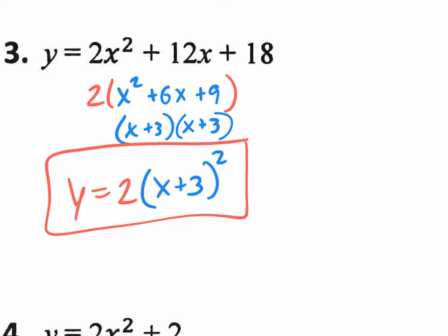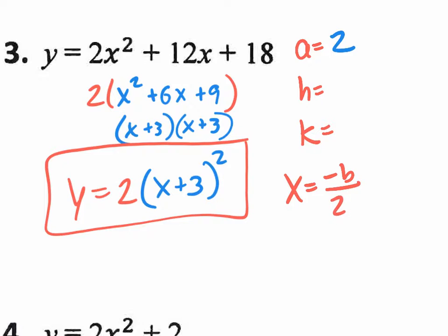In order to write an equation in vertex form, you need an a, you need an h, and you need a k. So what is our a value? 2. What's our h and k value? We don't know until we find it. Let's find it using the vertex formula. x equals negative b over 2 times a.